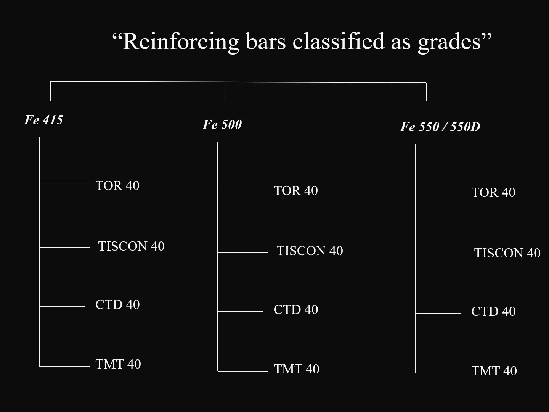Reinforcing bars are classified as grades. Fe 415: TOR 40, TISCON 40, CTD 40, TMT 40. They are all TOR steels, basically torque operated reinforcement. TISCON is from Tata Steel Company. CTD is cold twisted deformed bars. TMT is thermomechanically treated. Similarly, they are available for Fe 500, Fe 550 and 550D. D stands for ductility.